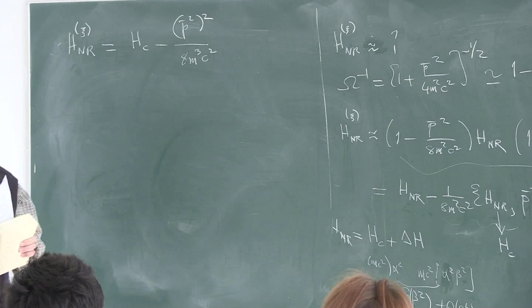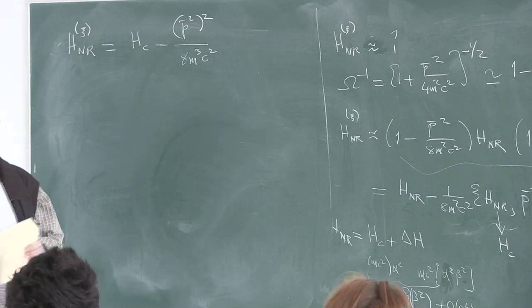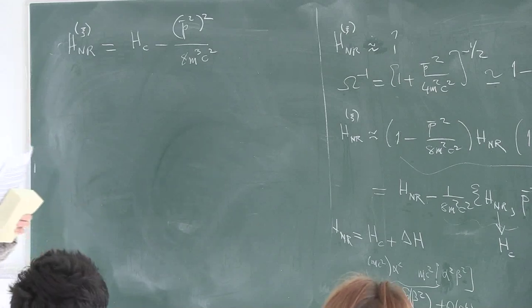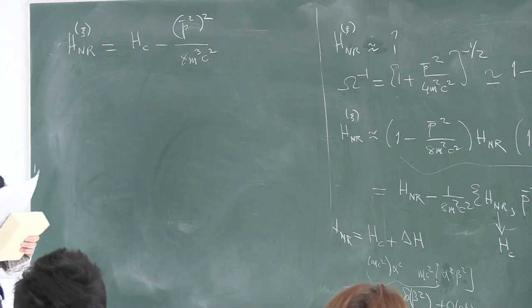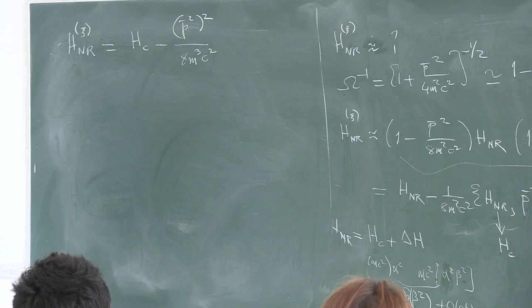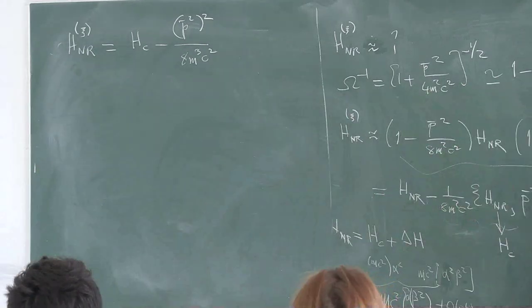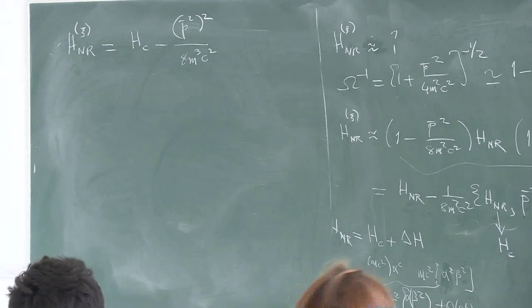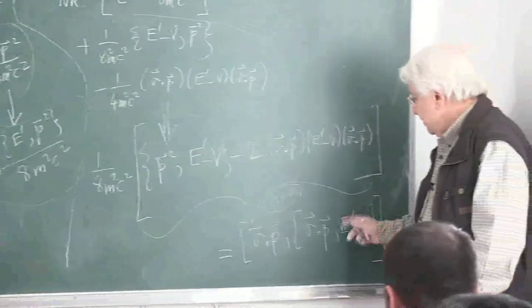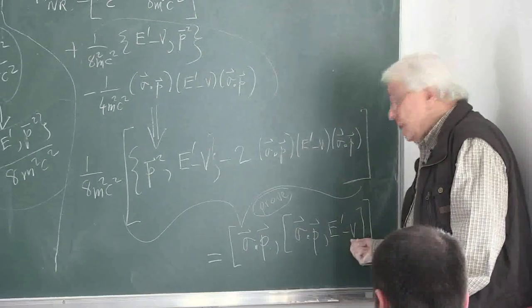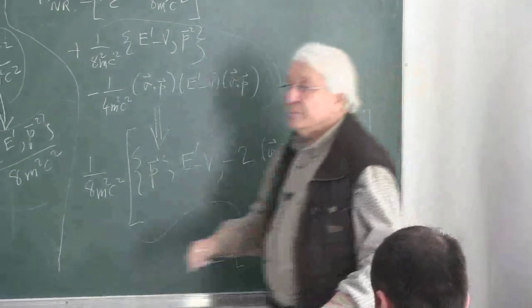Because in certain exams I have seen it written as p to the 4. Please don't use such irrelevant notation, okay? Now, this was the demonstration of this theorem, and notice, however, that E prime is a number. As E prime is a number, in this commutator E prime drops, and this is the function only. So it survives with a minus sign.